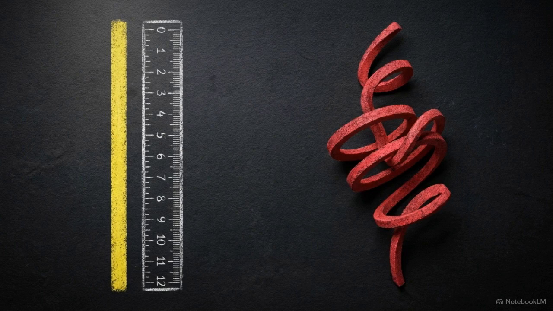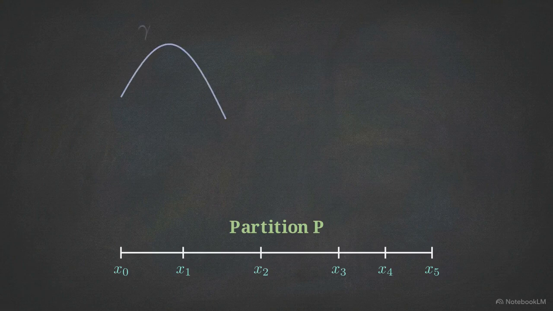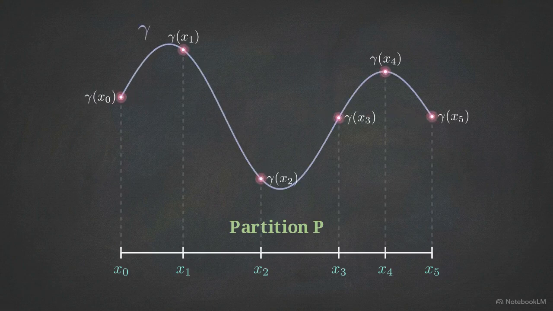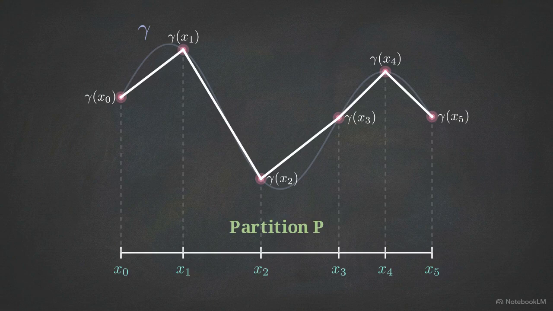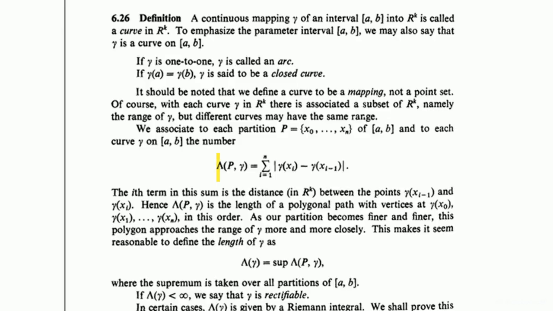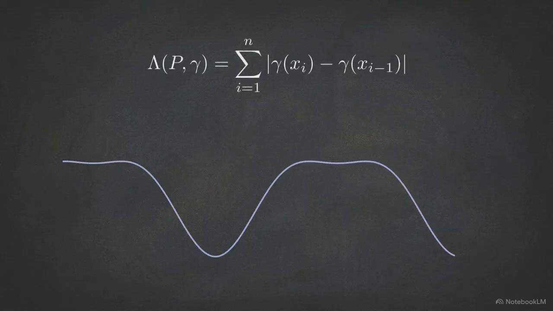a continuous bend. To resolve this, we introduce a partition, P, which divides the parameter interval into a finite number of steps. These partition points are then mapped directly onto the spatial curve. By connecting these points with straight segments, we create a polygonal path that approximates the curve. The length of this specific approximation is the sum of these individual segments. The magnitude brackets calculate the distance between 2 points, and the sigma sums every segment in the partition.